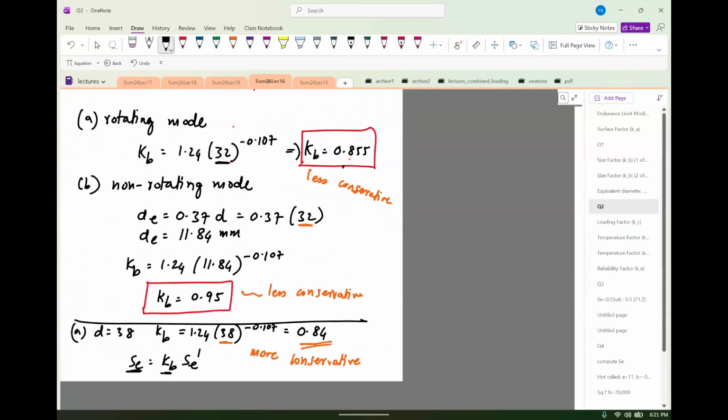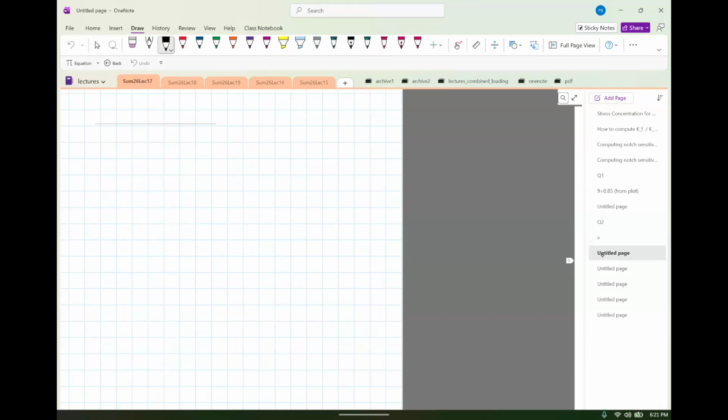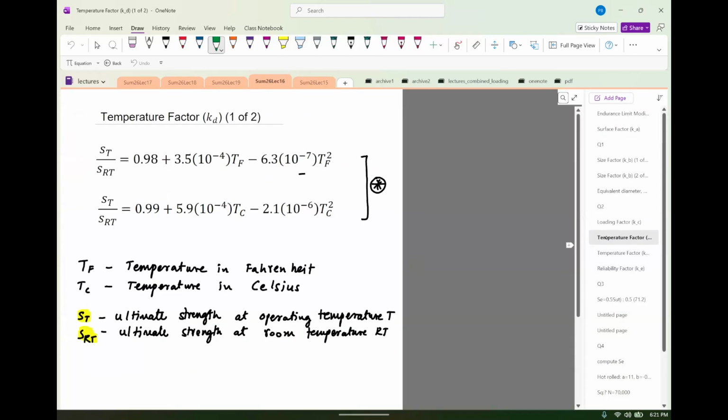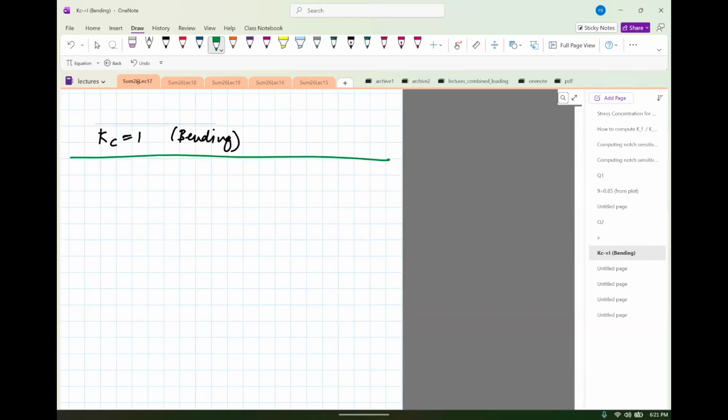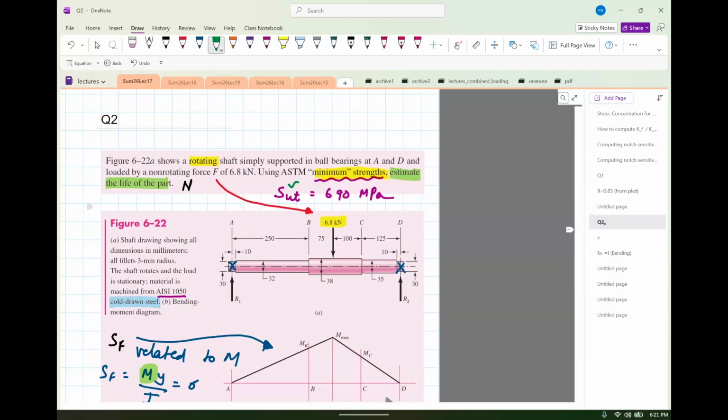Okay, so that's B. Let's look at Kc. So go back to here, I think, the load factor. This depends on bending, axial, torsion. Super easy. The loading is bending, so Kc is 1. Kc equals 1 because this is bending. Okay, next we have Kd. Kd depends on temperature. Let's see if there's any wording about temperature, if it says anything about the shaft being loaded in different temperature conditions, but it doesn't look like there's anything about temperature. So Kd is going to be 1 because there's no temperature effect. It's assumed to be at room temperature.